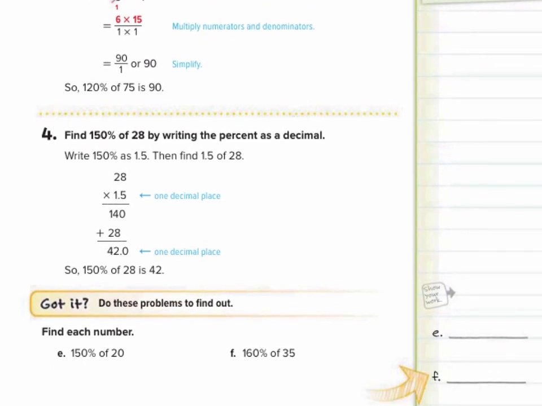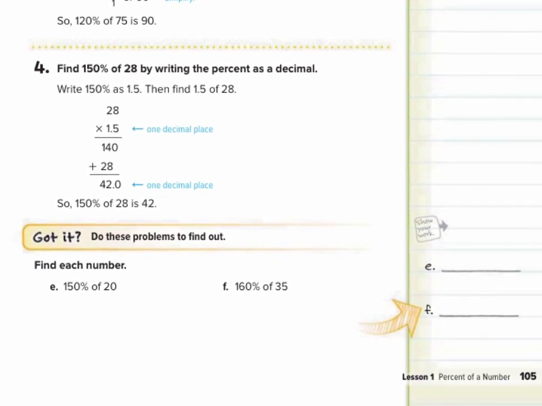Find 150% of 28 by writing the percent as a decimal. Well, with our 150%, remember, your decimal's here. We move it back twice to the left. So our percent of 150% written as a decimal is 1.50, or just 1.5. Same decimal. So 28 times 1.5 is going to end up with 42. So 150% of 28 is 42.